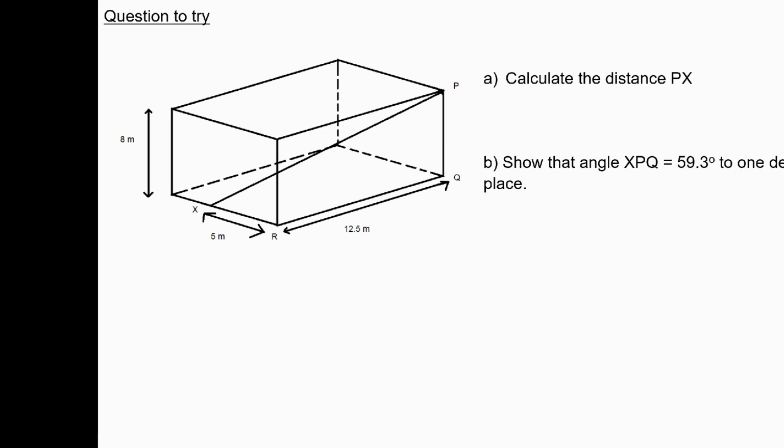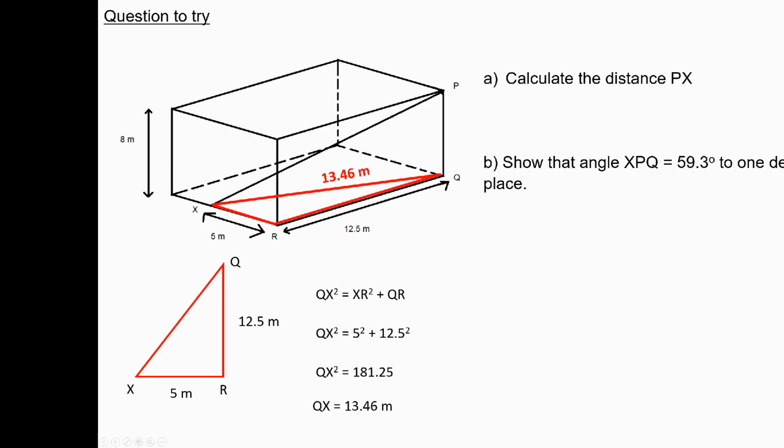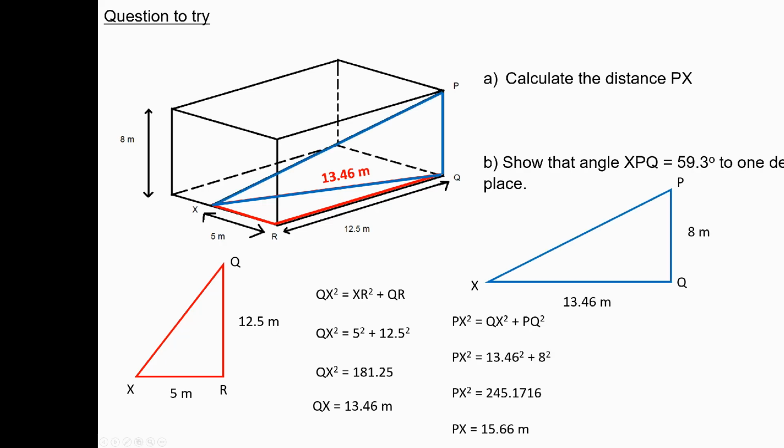To calculate the distance PX, I'm going to look at the cuboid from below using the right angle triangle XRQ. So I've just drawn the right angle triangle, and I can see that to work out QX, I can use RX, which is 5 meters, and QR, which is 12.5 meters, and then Pythagoras' theorem gives me QX as 13.46 meters. I can then draw the right angle triangle PQX, and I can work out PX, which is the hypotenuse, again using Pythagoras' theorem, giving me 15.66 meters for PX.